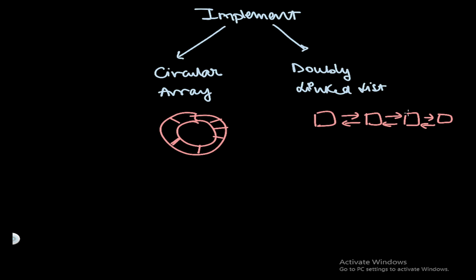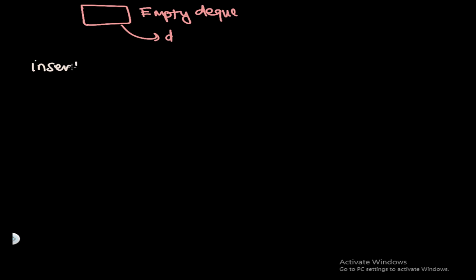Now let us take an example to understand this more clearly. Let's say that this is my empty DQ, and let us call it D. Now we are proceeding with the following queries. We have to insert an element 100 in the front position of D. Okay, we will do that.